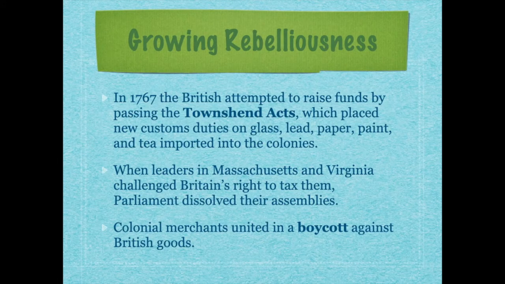In 1767, the British attempted to raise funds by passing the Townshend Acts, which placed new customs duties on glass, lead, paper, paint, and tea imported into the colonies. When leaders in Massachusetts and Virginia challenged Britain's right to tax them, Parliament dissolved their assemblies. Colonial merchants united in a boycott against British goods.